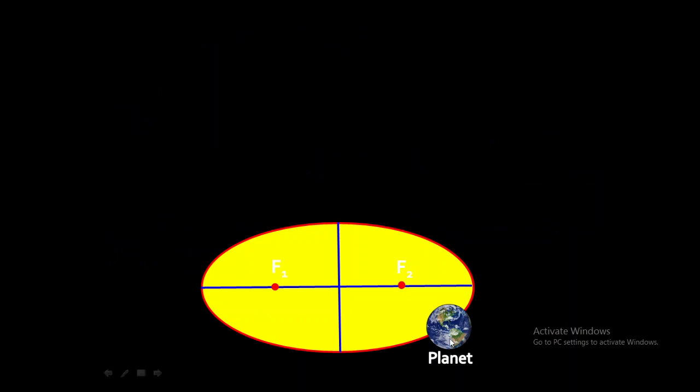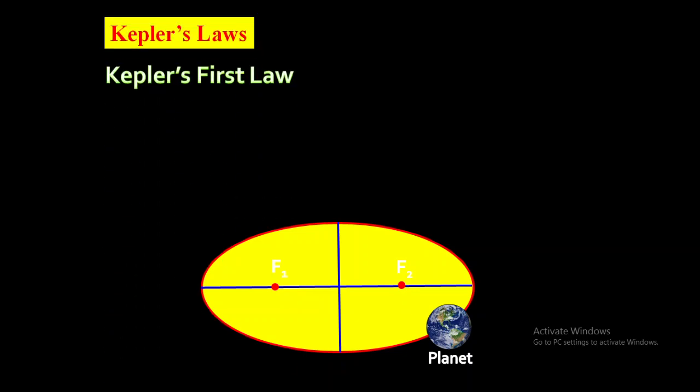Suppose this is a planet and the planet is moving in an elliptical orbit. You know that an ellipse has two foci, F1 and F2. So what Kepler's first law says is that the planet moves around the sun in an elliptical orbit, where the sun is one of the foci. The sun may be at F1 or F2.